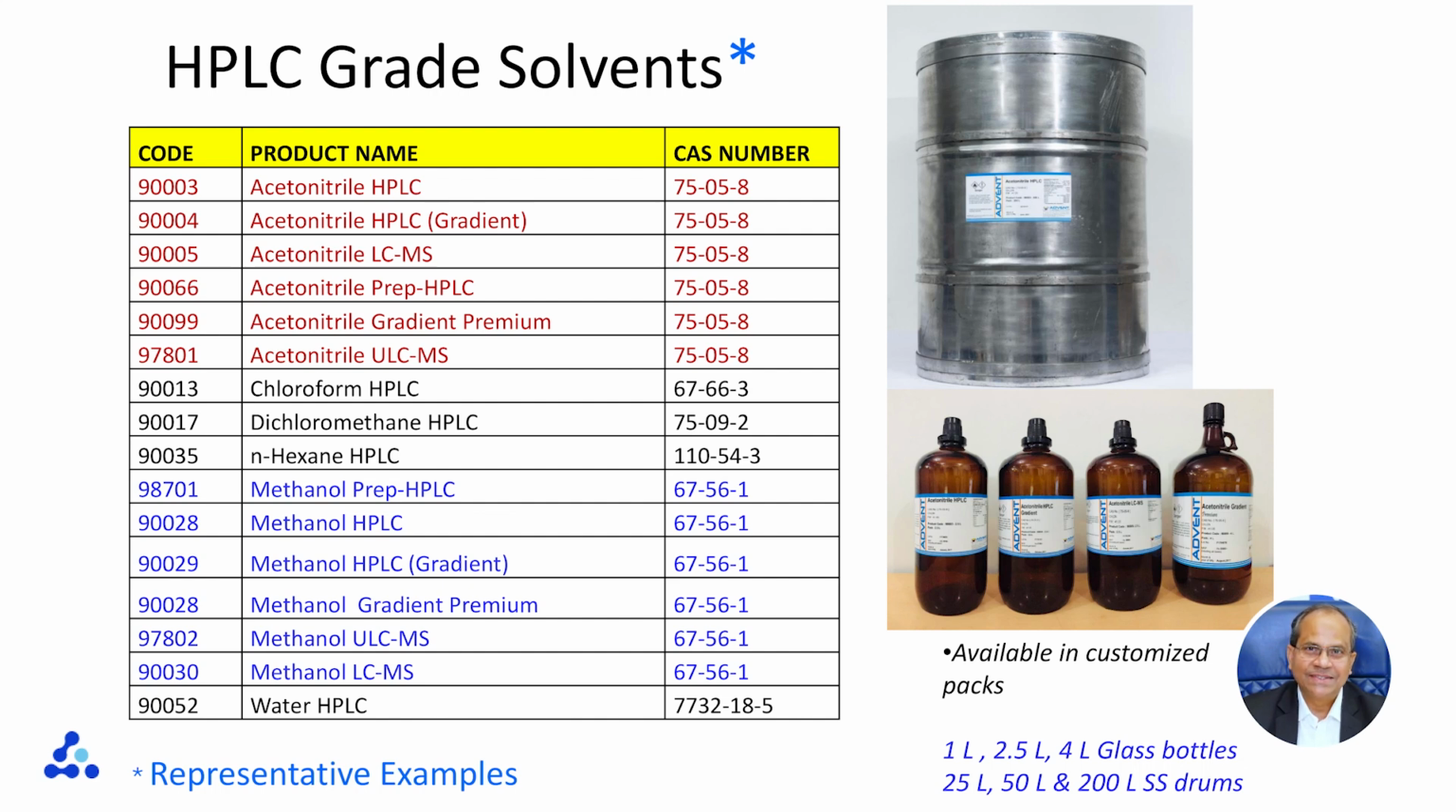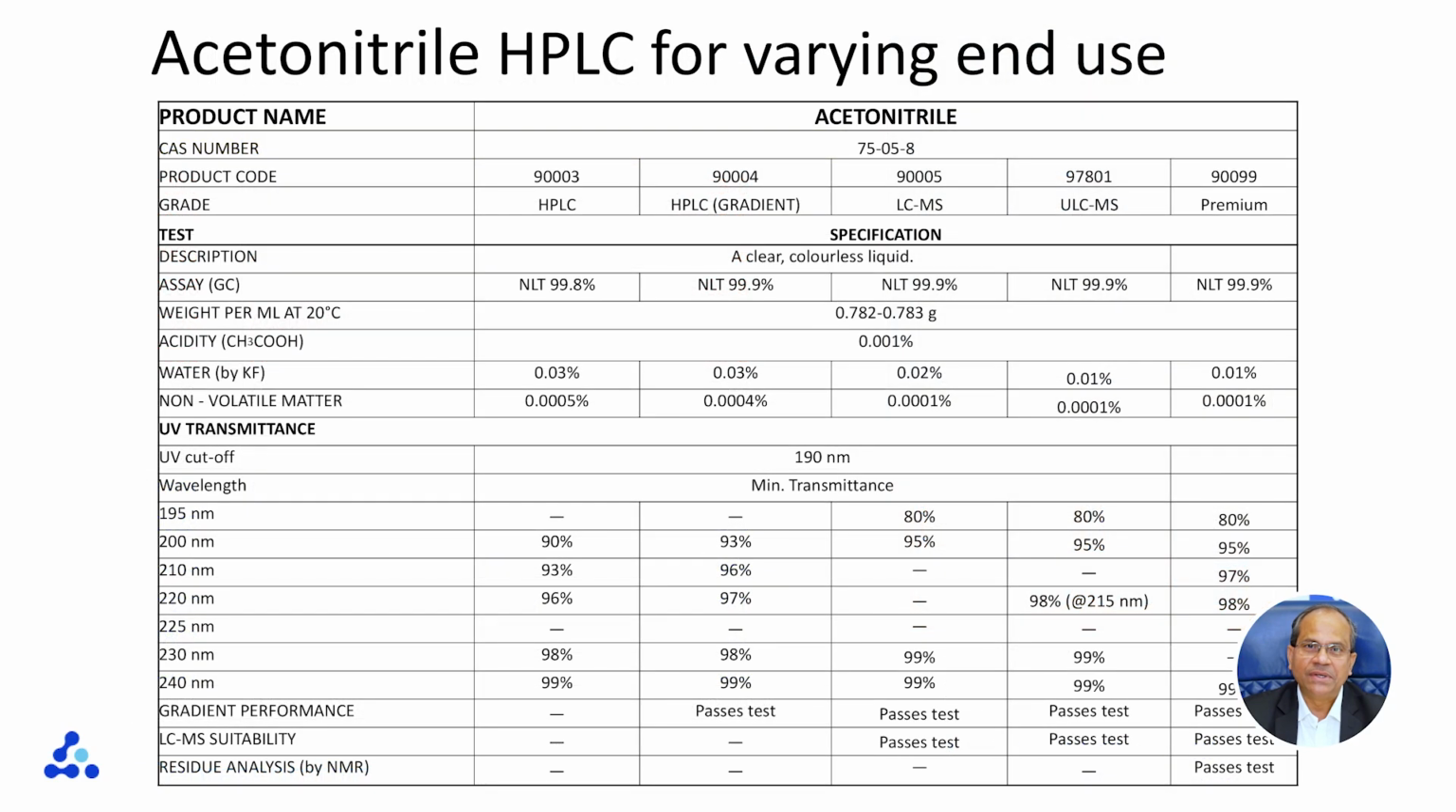As we go up from normal HPLC to gradient HPLC to ULCMS or gradient premium, there is gradation in quality, and different parameters such as purity, non-volatile matter, moisture content, gradient performance and LCMS suitability become more stringent, making the product suitable for respective intended applications.